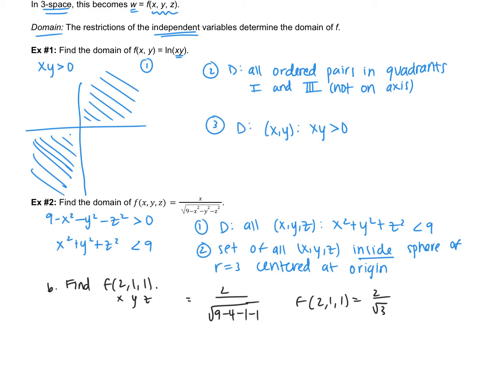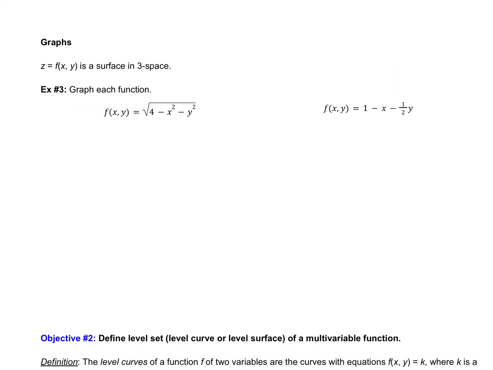Okay, so that is the basics, or the start, of what a function of multiple variables is. How do we find the domain? The next thing this is going to lead us to is graphs. If we look at z being some function of x and y, that gives us a surface in 3-space. We have 2 examples that we're going to look at.